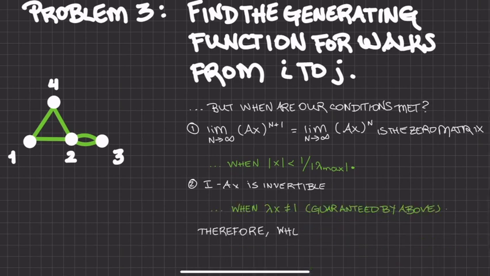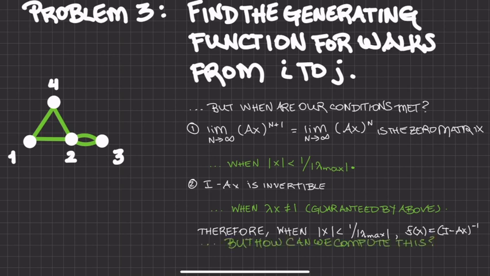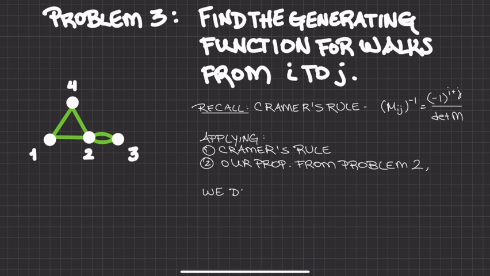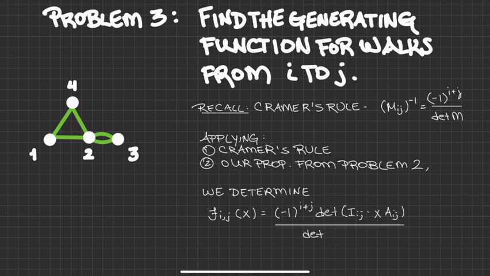Therefore, we are able to conclude that the convergence of our generating function is the inverse of the identity minus A times x. But how do we actually calculate the expression for this inverse? As promised, this is where Cramer's rule comes in. Recall that Cramer's rule states that the ijth entry of an inverse of a matrix is equal to -1 to the i plus j over the determinant of that matrix. Thus, applying Cramer's rule in our proposition from problem 2, we can conclude that our generating function for walks from i to j is the following expression, which is much simpler than calculating all of the A to the n ourselves.